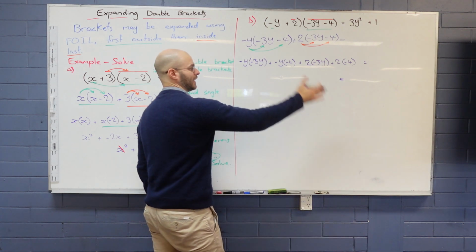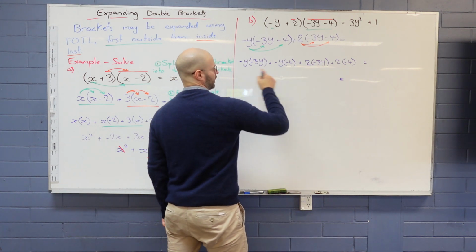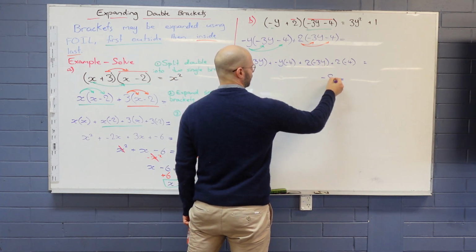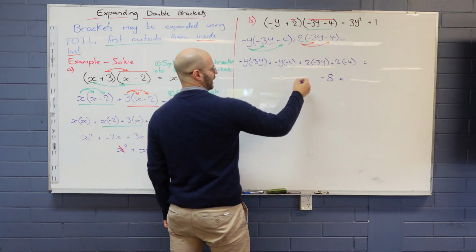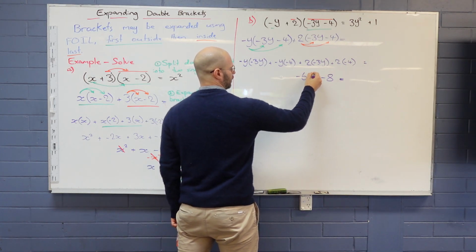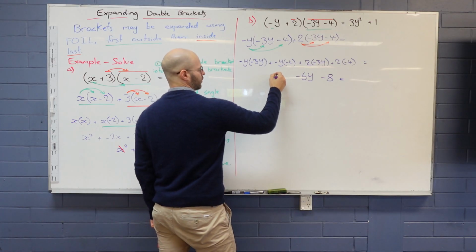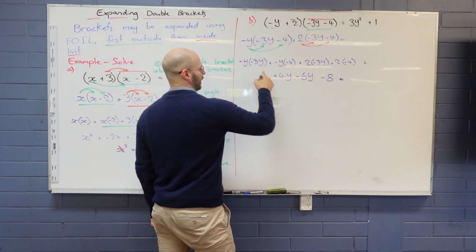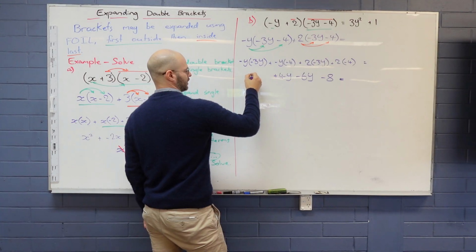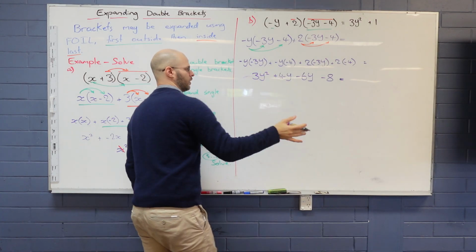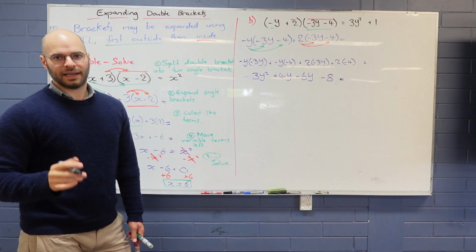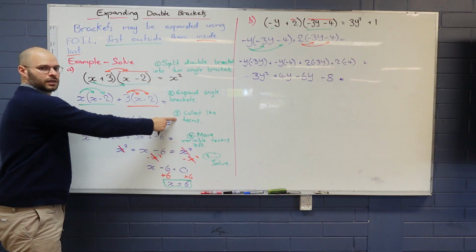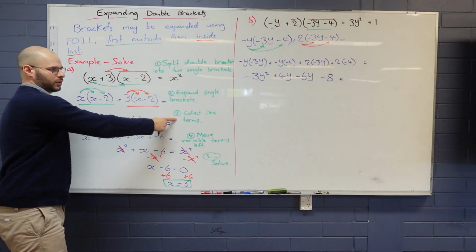Okay, doing the multiplication out. Starting from right and moving left to get my spacing okay. That'll be minus 8. This is going to be negative 6y. This is going to be plus 4y. And this is going to be plus 3y squared. So all I'm doing is I'm multiplying out. Next step, I'm going to collect like terms.